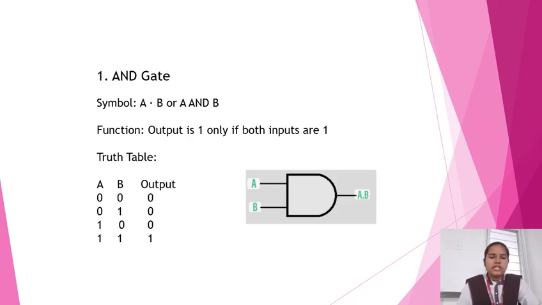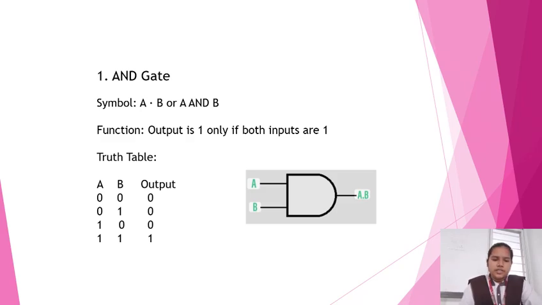First one, if we take A equals 0 and B equals 0, the output becomes 0. A equals 0 and B equals 1, the output becomes 0. We take A equals 1 and B equals 0, the output becomes 0. If we take A equals 1 and B equals 1, the output becomes 1. Because the function of the AND gate is output is 1 only if both inputs are 1.